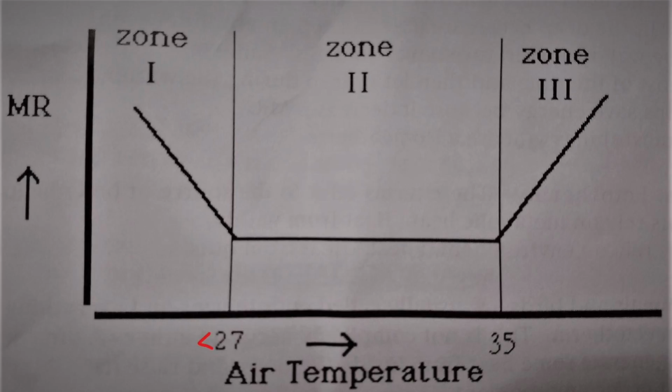Typically, in order for your body to be in this zone, the temperature has to be below 27 degrees Celsius. In this zone, your body's thermal conductance is at its lowest.